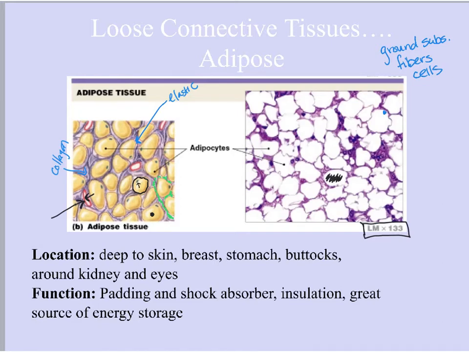And then the fibers would be found in between the adipocytes, and so would that ground substance. Again, I'm not asking you to identify the collagen fibers. I don't even think I asked you to identify the elastic fibers, but know that that's where they would be.